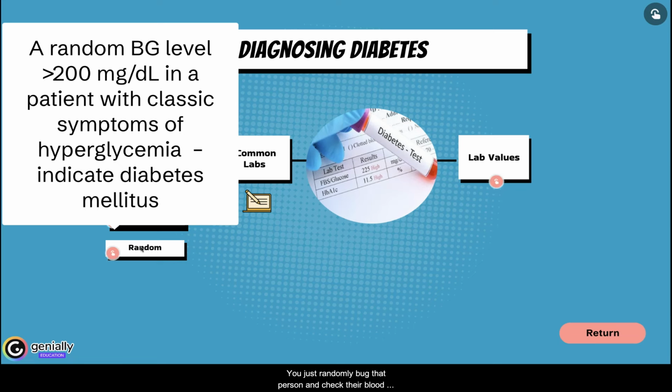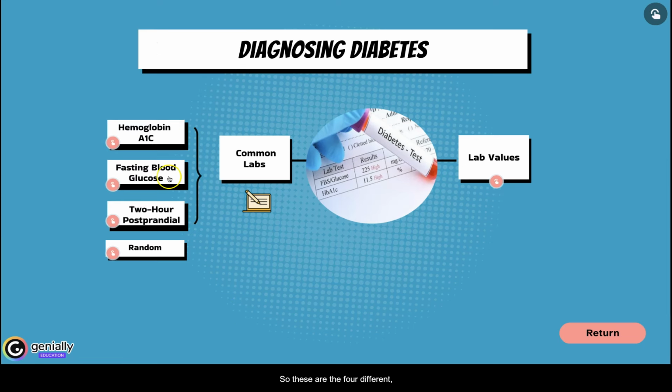You just randomly poke that person and check their blood sugar. And if it's greater than 200 milligrams per deciliter, and the patient has the classic symptoms of hyperglycemia, what were those? Your 3 Ps, right? Those are the classic symptoms of hyperglycemia. Then it indicates diabetes mellitus.